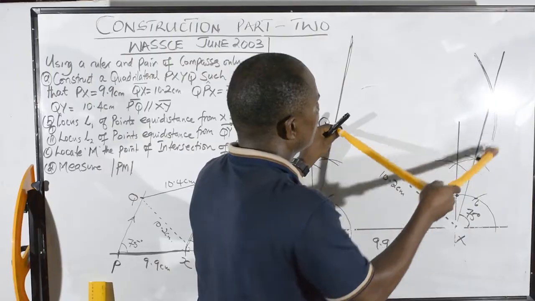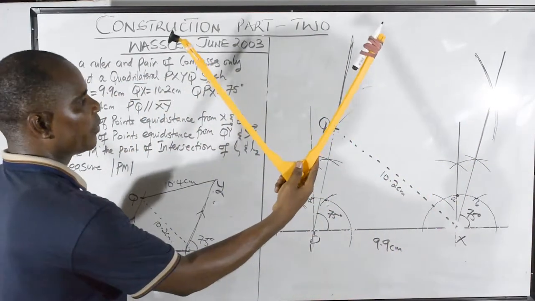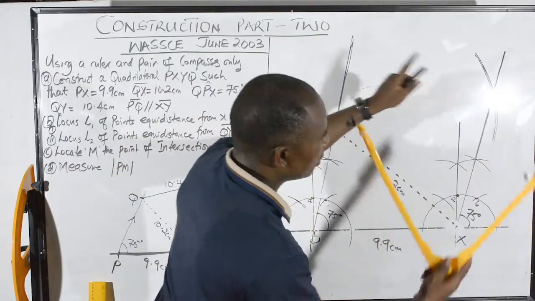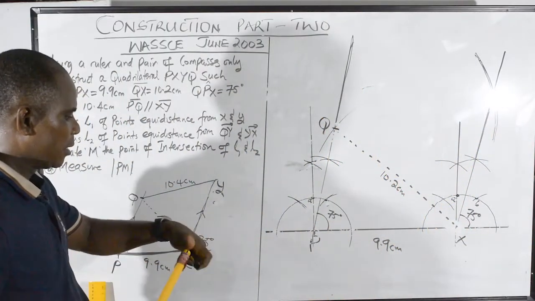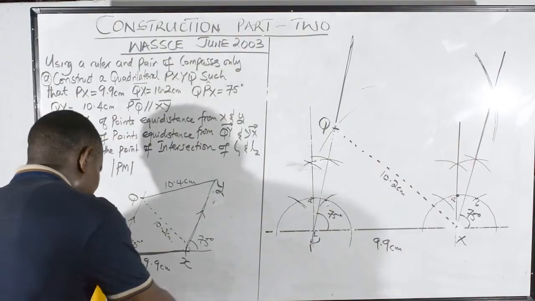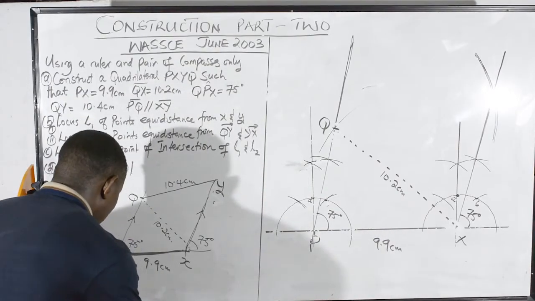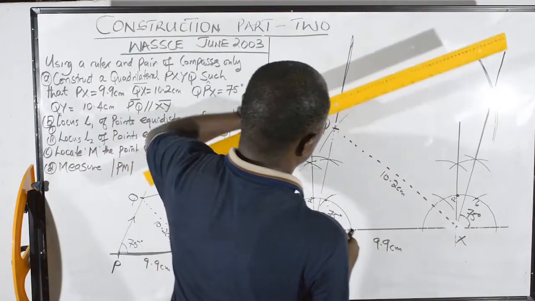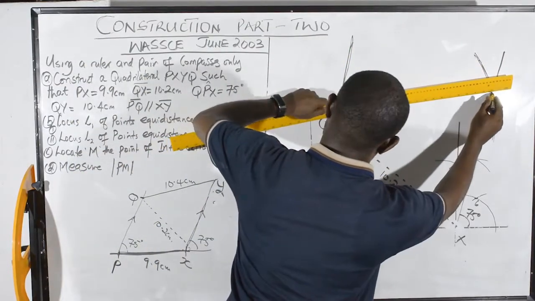So this is 10.4. Now the first one was 10.2. This is 10.4. So from there to there is 10.4. So I've got that. Now you repeat the same as we go along. Yeah, you use the correct measurements. I'm just trying to let you follow up the structure. So we now use that. Connect.